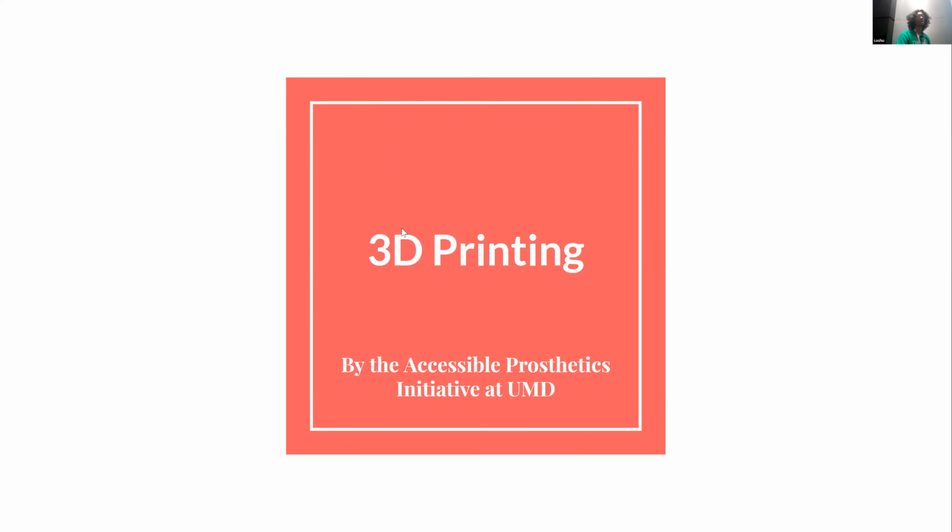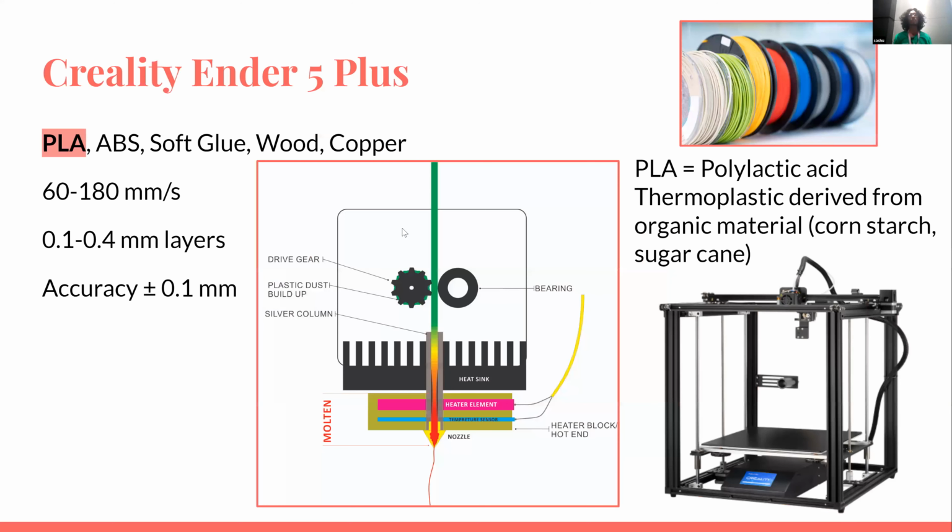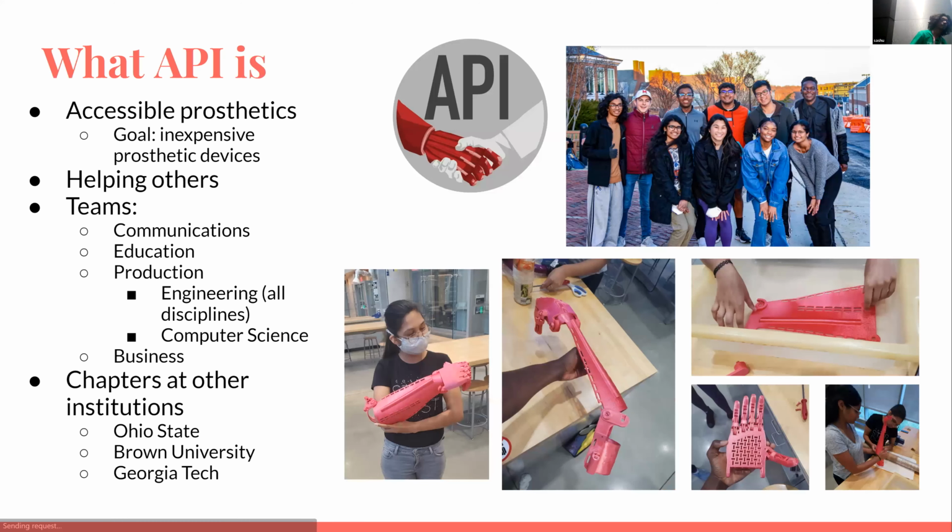First of all, who are we? We are part of the Accessible Prosthetic Initiative at University of Maryland. What we do is we make inexpensive prosthetic devices. Sorry, I forgot I was supposed to explain the slide. What we do is we 3D print prosthetics. This is our arm that we made, I think, last semester. You move your elbow and the arm closes. So I believe that's a voluntary closing arm.